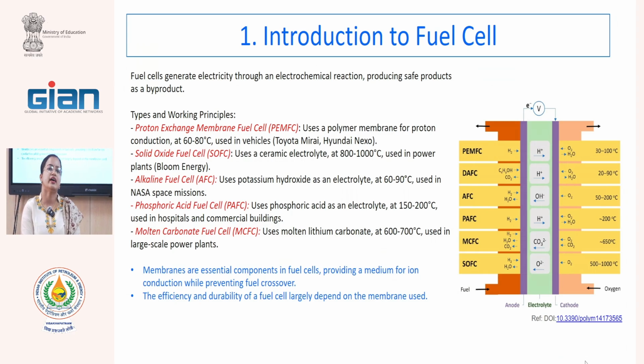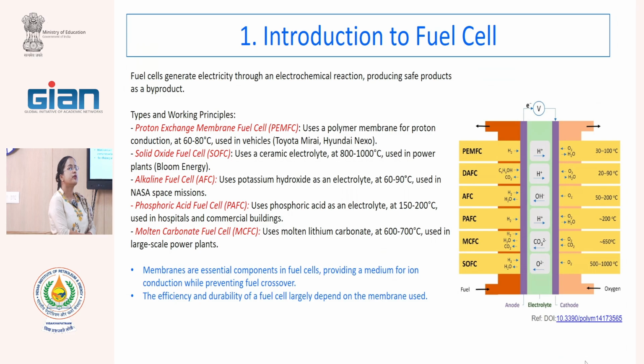Now let us see, in a fuel cell we also have different types, very similar to the electrolyzer. In the PEM fuel cell we have a polymer electrolyte which is sandwiched between the anode and cathode, and it is most efficiently used in the temperature range of 60 to 80 degrees centigrade. The generation of power is such that it is very useful for the transport sector.